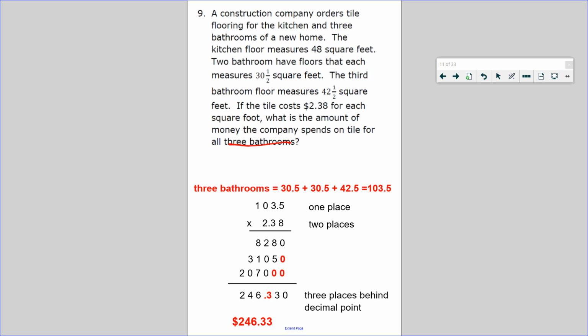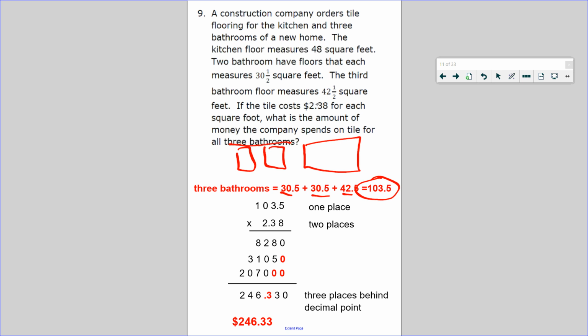Well, let's see how large each bathroom is. 2 bathrooms have floors that each measure 30 and a half. So one bathroom is 30 and a half, another bathroom is 30 and a half. The third one must be the master bathroom. It's 42 and a half. If you add up all of these, it's 103 and 5/10, or 103 and a half square feet.